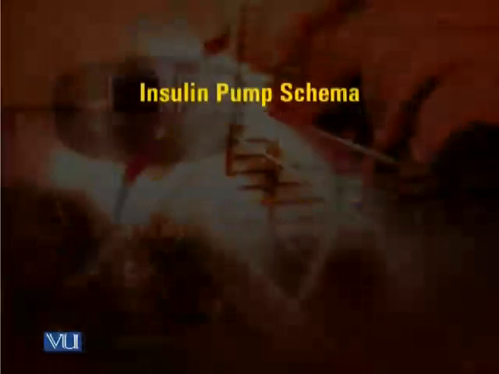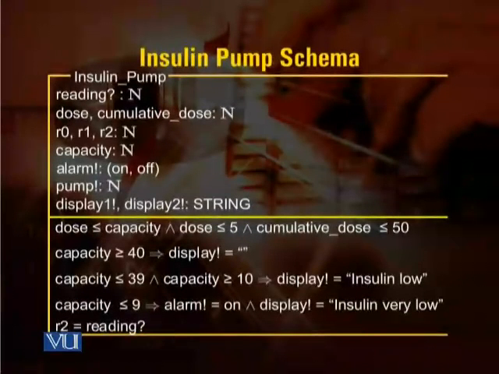So let us go back to the slide and look at the schema for the insulin pump. So this is the schema for the insulin pump. We have the first variable reading?, which is of type N, natural number. Dose and cumulative dose, again natural numbers. So we have two variables, dose and cumulative dose. Then I have three readings, R0, R1 and R2. Then I have the capacity. This is the capacity of my insulin reservoir. I have this alarm, which is going to be an output variable. It is going to be either on or off. I have this pump, which actually sends this insulin to the needle assembly.